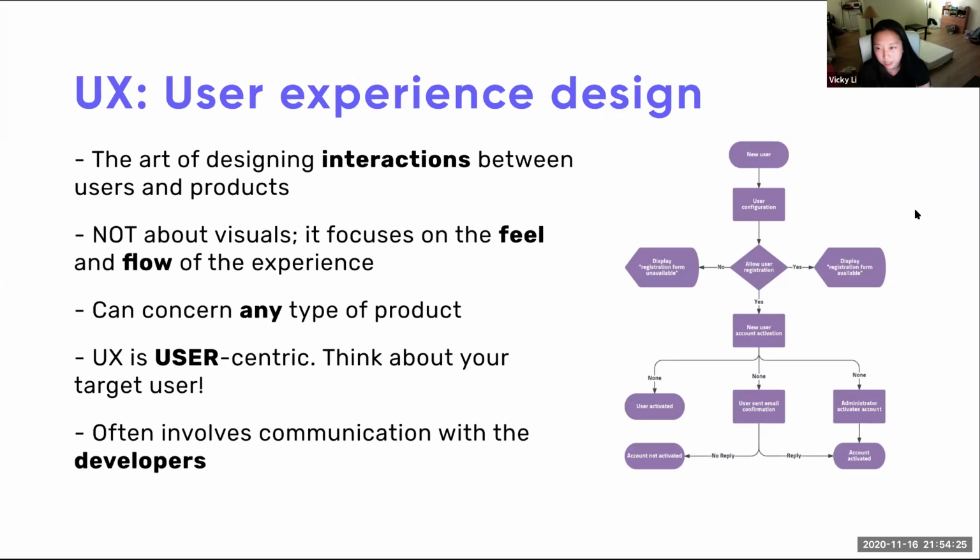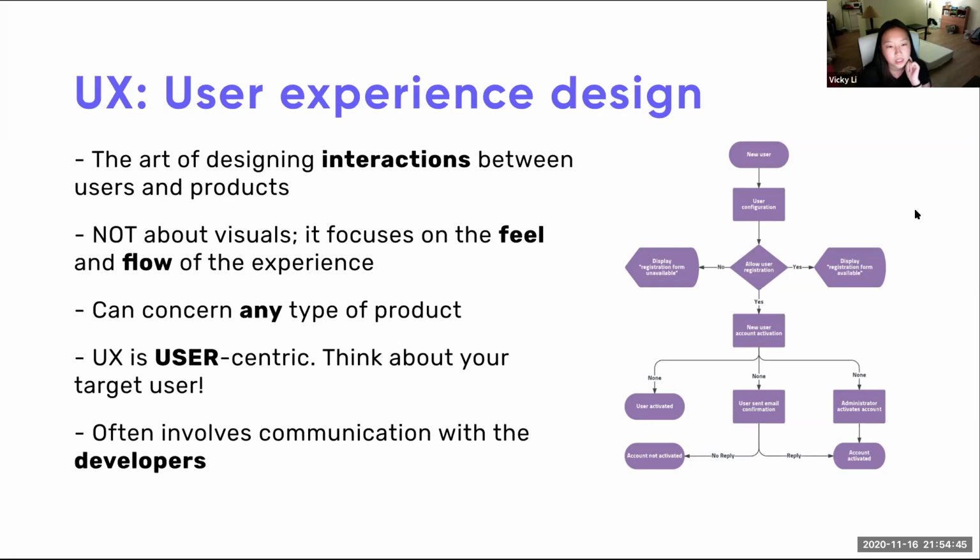So for example, you have a new user, and user configuration is the next step. And then you move on to user registration. And then you notice that there are different ways that it can branch out. So this is a really good way to represent the way that your user will interact with your platform and follow through it.